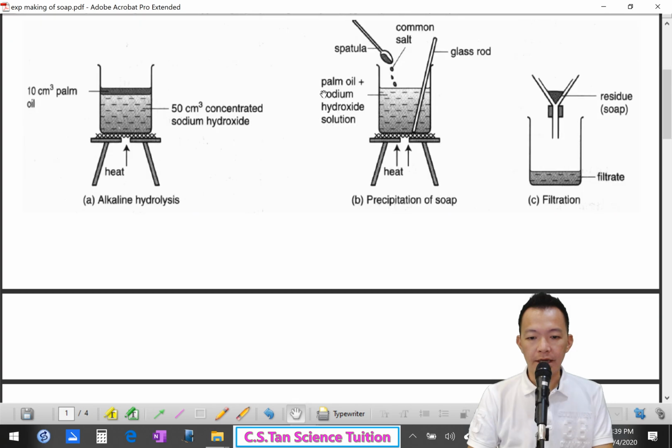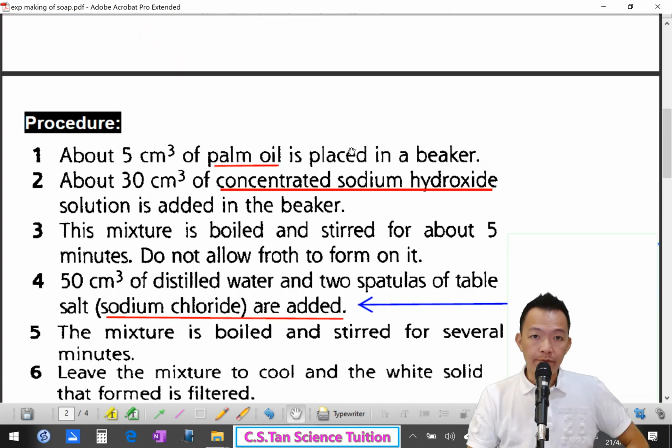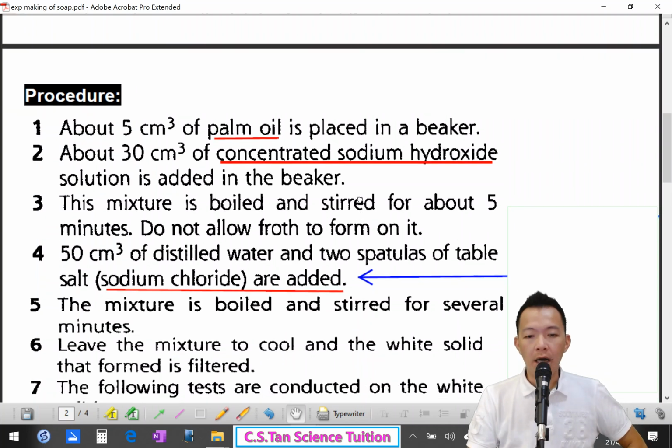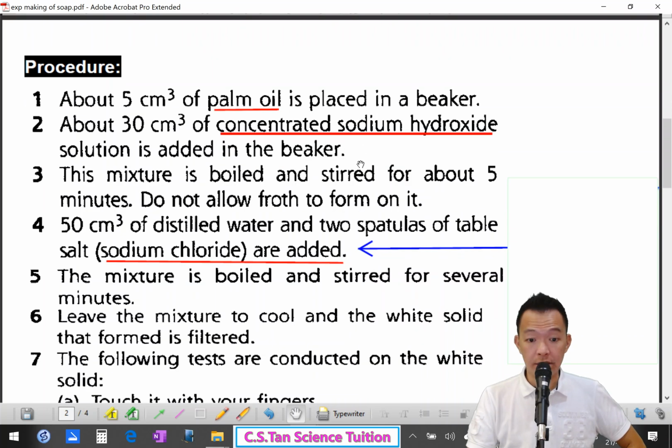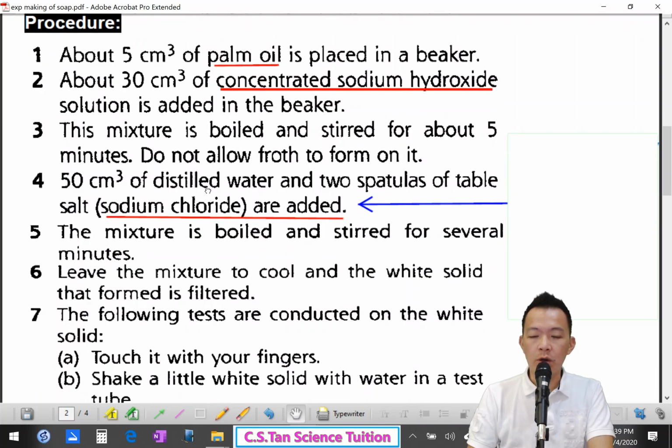Okay. So prepare some palm oils and add the palm oil with the concentrated alkalis or concentrated sodium hydroxide or maybe potassium hydroxide. Okay, and heat them together, stir it together. And after a while, add sodium chloride solutions or add sodium chloride salts.